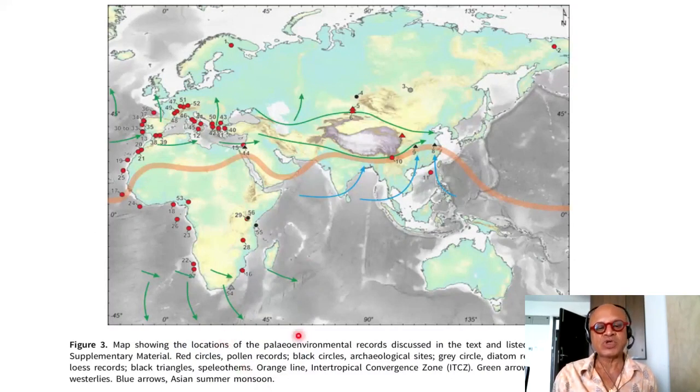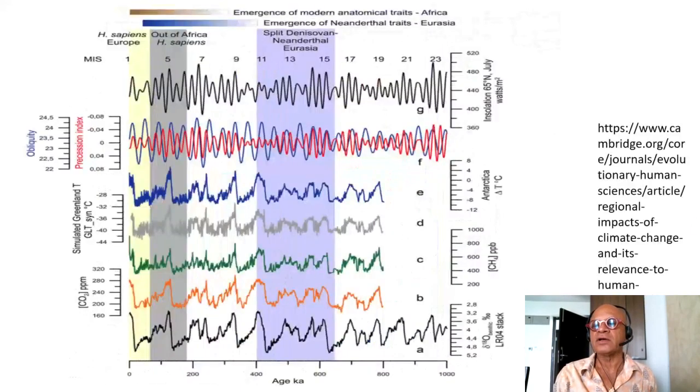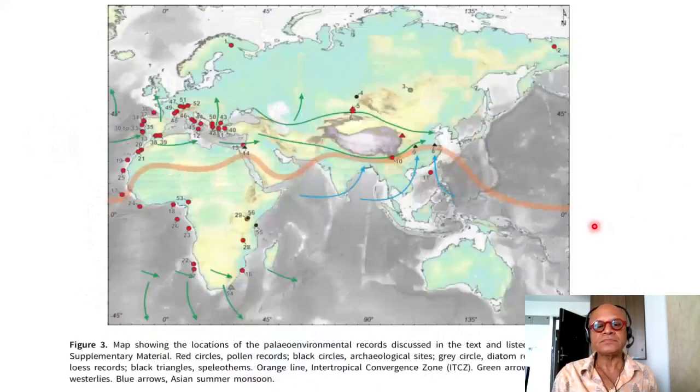So this is the map showing the locations of paleo-environmental records discussed in the text of this paper that I referred to here, and listed in table 1 of the supplementary material. Red circles are pollen records, all these red circles. Black circles are archaeological sites. Gray circles all over here are diatom records, including some in the coastal waters, but they can be in regional seas and lakes as well, which give you temperature record also for those periods.